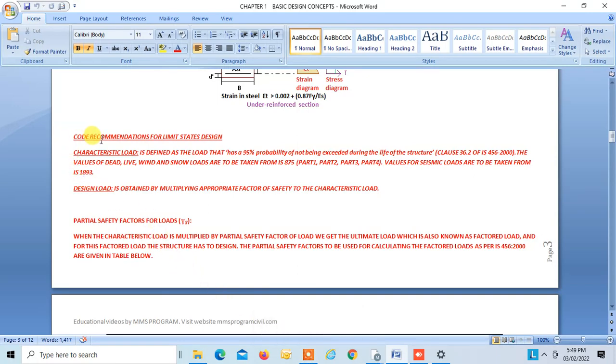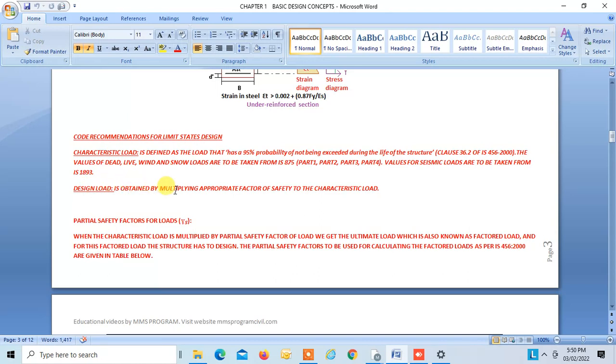Core recommendation for limit state design. Characteristic load is defined as the load that has a 95% probability of not being exceeded during the lifetime of the structure. Very important. This definition is given in clause 36.2 of IS 456 2000. The values of dead load, live load, wind load, snow load can be taken from IS 875, part 1, part 2, part 3, part 4, and the value of seismic load can be taken from IS 1893.